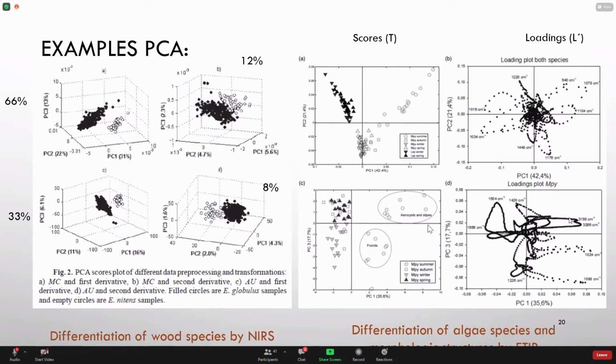Here's the same case, but using different morphologic structures of the algae. You see, for example, stipe and tips regarding fronds, and we can see some difference. We can assign which bands characterize this group, which bands characterize the other groups, okay? So this is the information that we can obtain from principal component analysis.